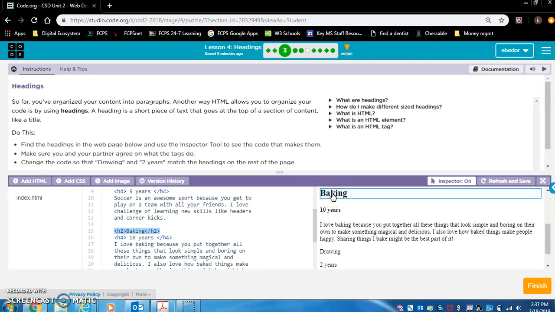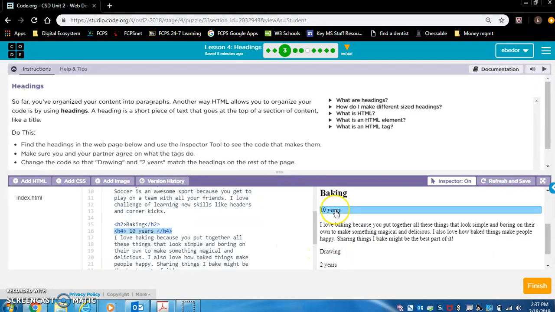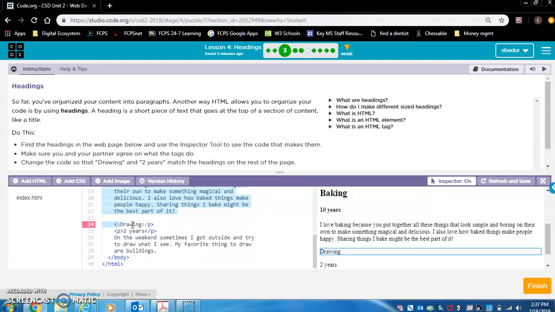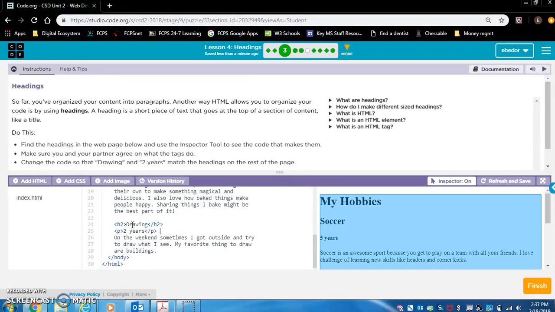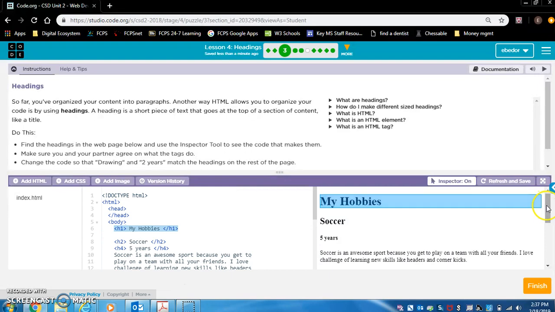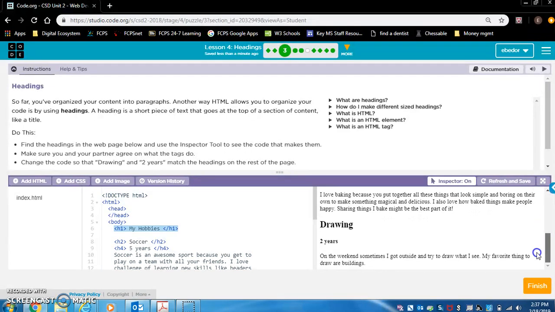So let's look at the headings. Okay, so baking uses H2. So we're going to put H2 tags next to drawing. And 10 years uses H4 tags. So we're going to put H4 next to 2 years. So let's do that. Over here, click H2. H2, don't forget to close. H4. Okay, let's scroll down and see if that worked. Yes, it did. Okay, so that's level 3. Let's move on to 4.